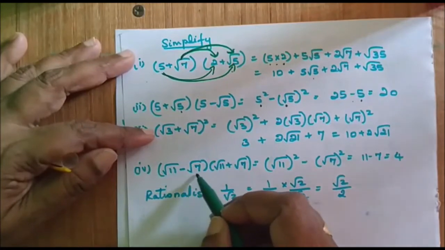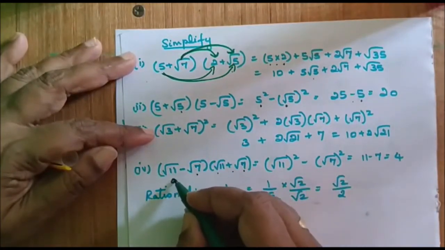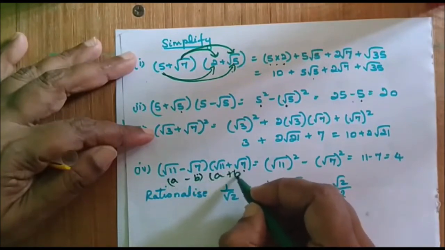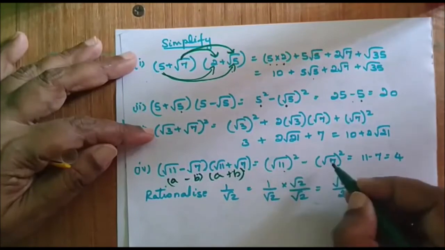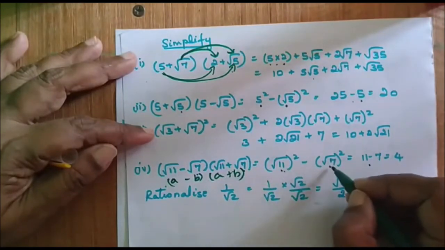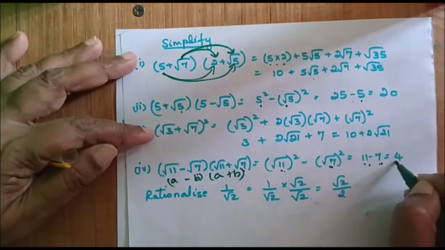Now similarly we will do the next sum. (Root 11 minus root 7) into (root 11 plus root 7). This is of the form (a minus b) into (a plus b), which is nothing but a squared minus b squared. Root 11 squared is 11, root 7 squared is 7. So 11 minus 7 equals 4.